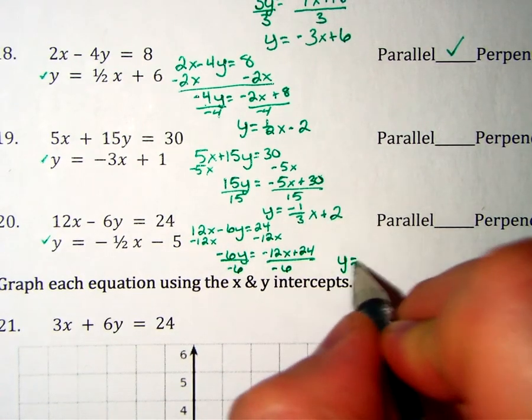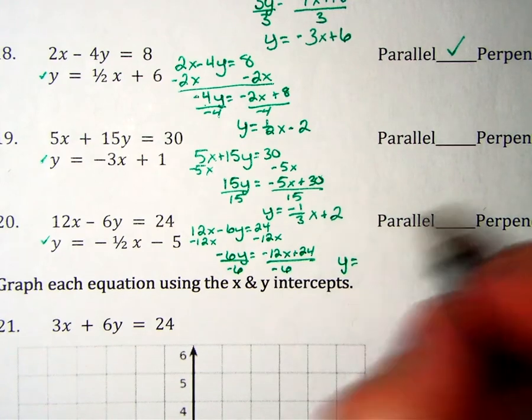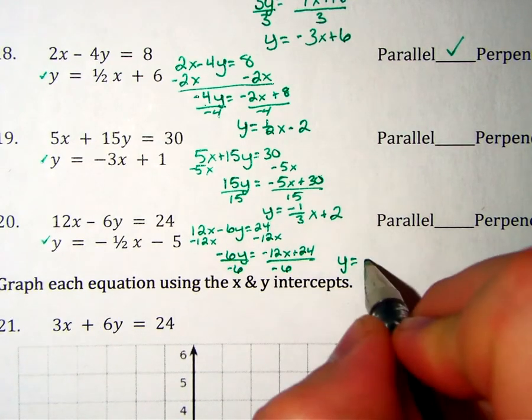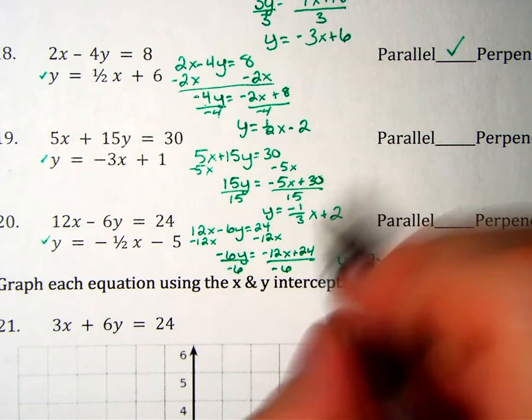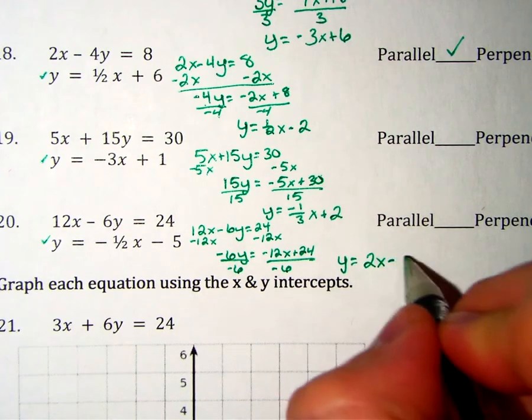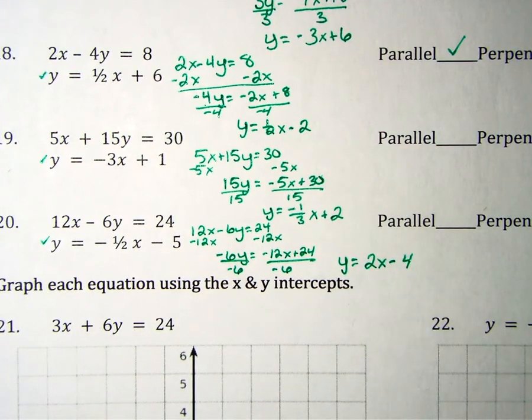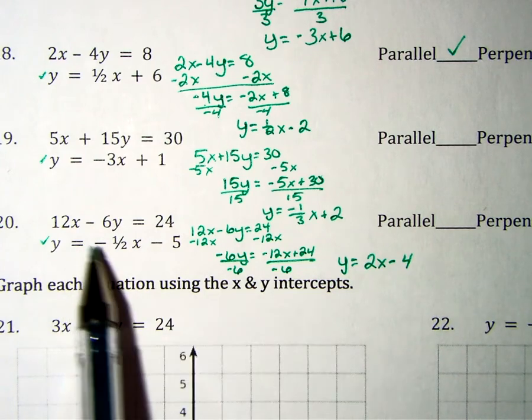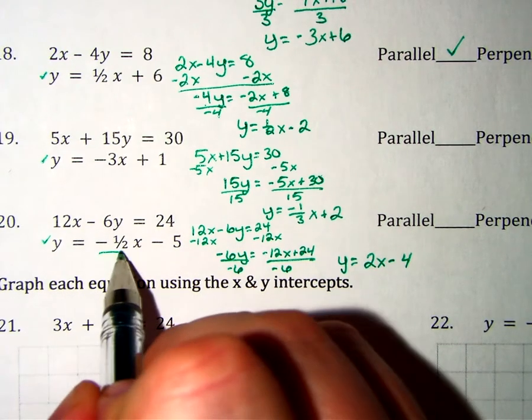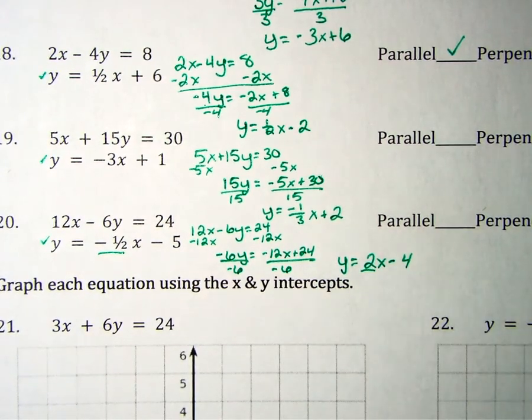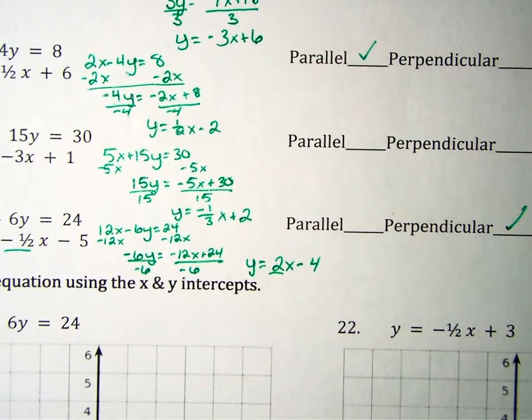So y is going to equal negative 12 divided by negative 6. Well, that's going to give us a positive 2x. 24 divided by negative 6, negative 4. Well, now I can tell negative 1/2 and positive 2 are opposite reciprocal slopes. That's going to give me a perpendicular line.